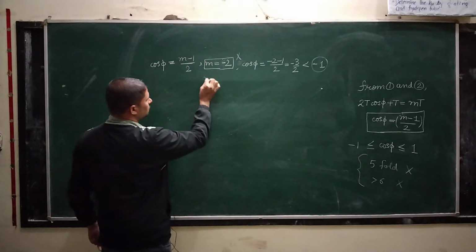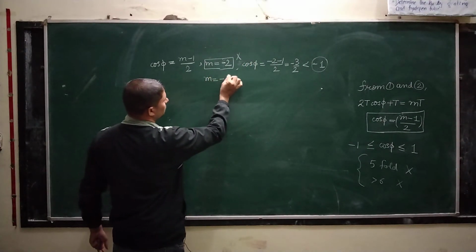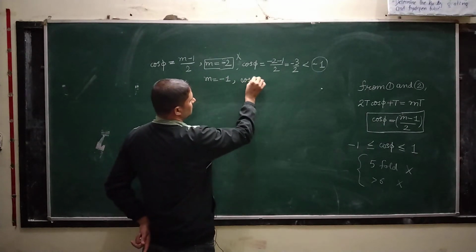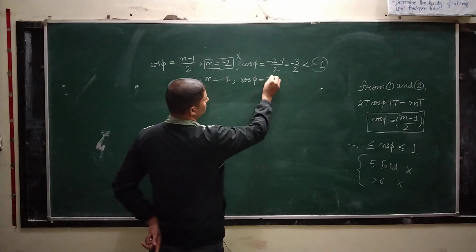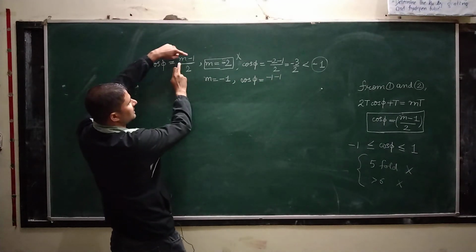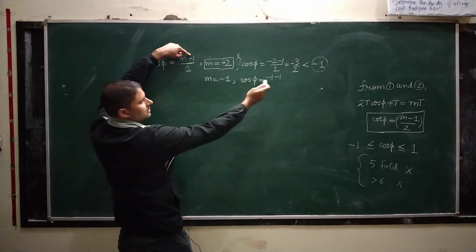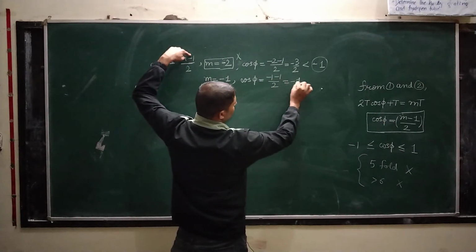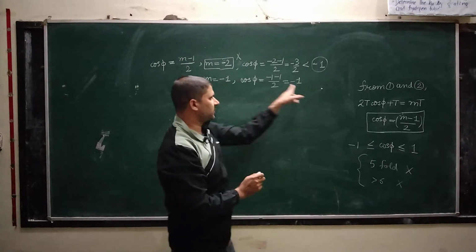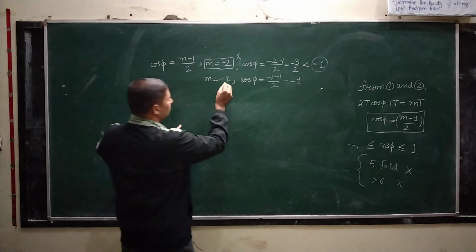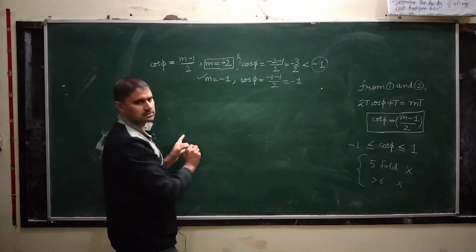In the same way you can check the value of m equal to minus 1. Okay class, if you find cos phi here, put the value of m to be minus 1: minus 1 minus 1 minus 2, divided by 2, so it will give you minus 1, and cos phi is minus 1. This is allowed. So the value of m equal to minus 1 is allowed.